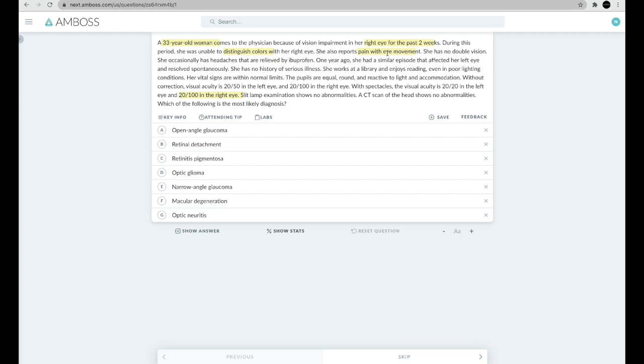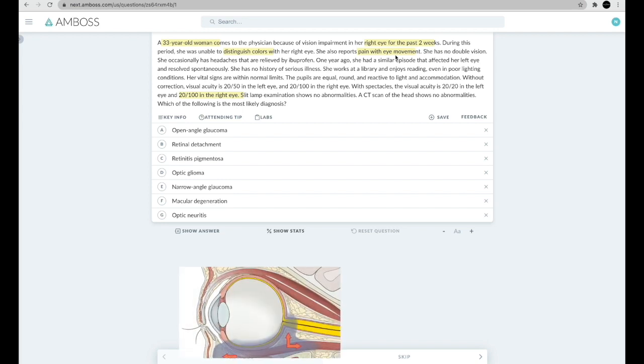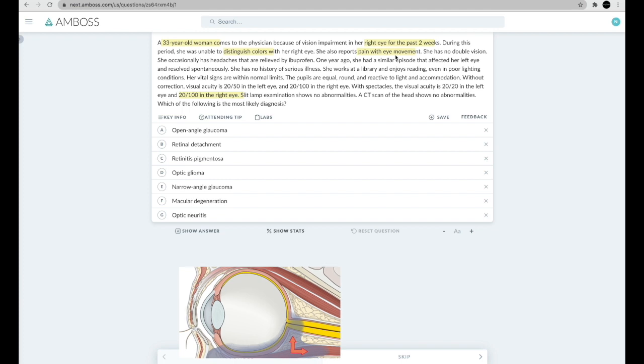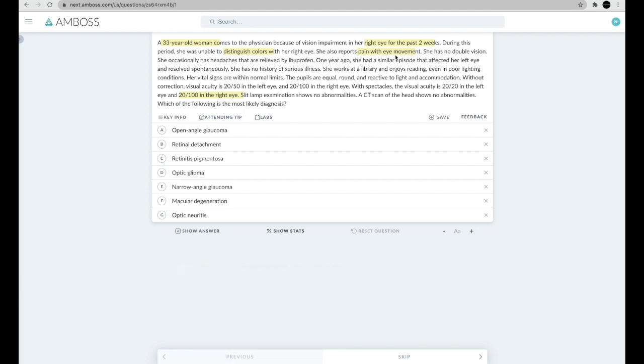Pain with eye movement here is a result of this being retrobulbar. There is a form of optic neuritis, retrobulbar, which means there is inflammation behind the orbit where the extraocular muscles are, and so she will get pain with eye movement. She occasionally has headaches, and a similar episode affected her left eye and resolved spontaneously.